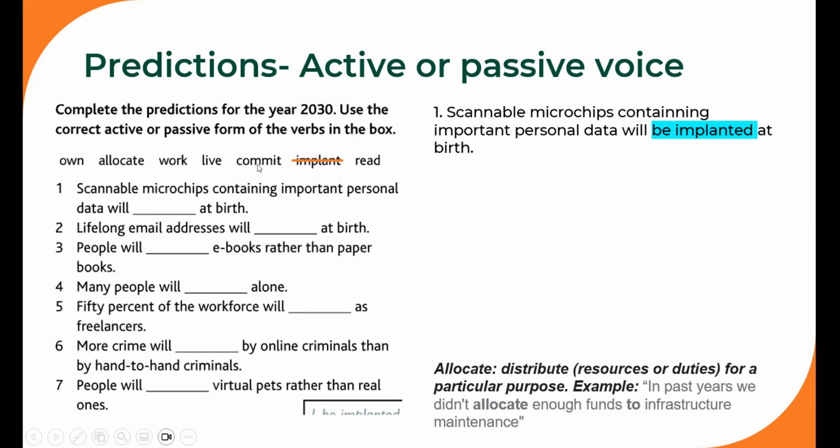Work, live, commit, implant, or read. So I already did number 1 to help you as an example. So this is scannable microchips containing important personal data will, this is the passive voice, so will be implanted at birth, okay? So you're going to do number 2 to number 7, and then we will socialize the answers, okay? Take notes of your answers, and then we will socialize.